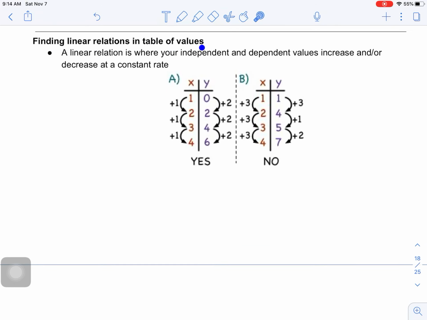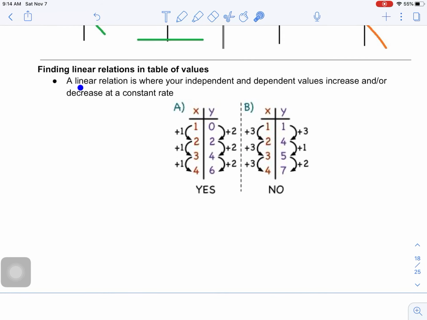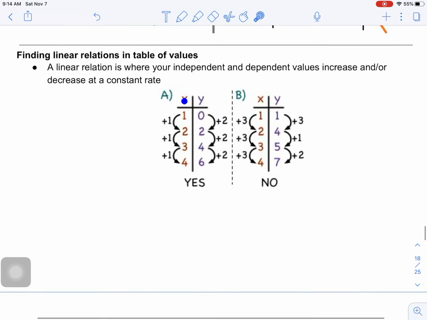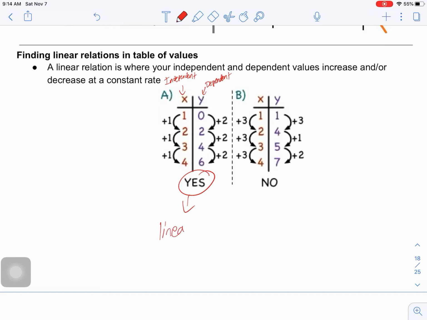Finding linear relations in table of values. This is a little different. But what you want to understand is where your independent and dependent values increase and/or decrease at a constant rate. It doesn't have to be at the same rate, but they just have to be decreasing or increasing at a constant rate. So here we can see our domain or our x values. So remember, these are our independent values. And these are our dependent. We can see here they're going up by 1 consistently. So it's a constant rate in our independent, and over here, it's a constant rate of going up by 2 in the dependent. So yes, this is linear.